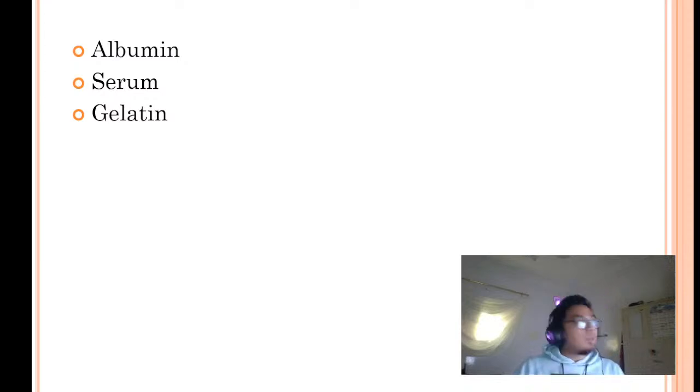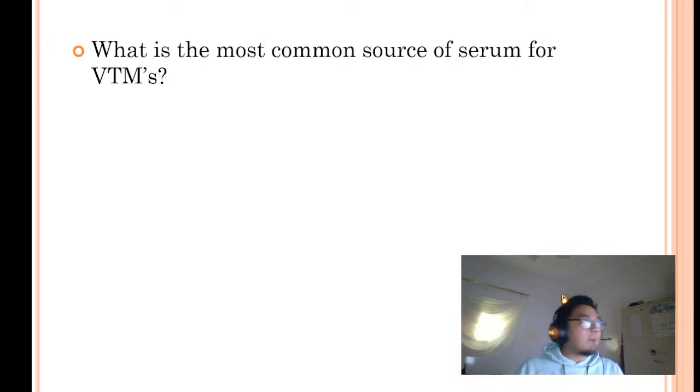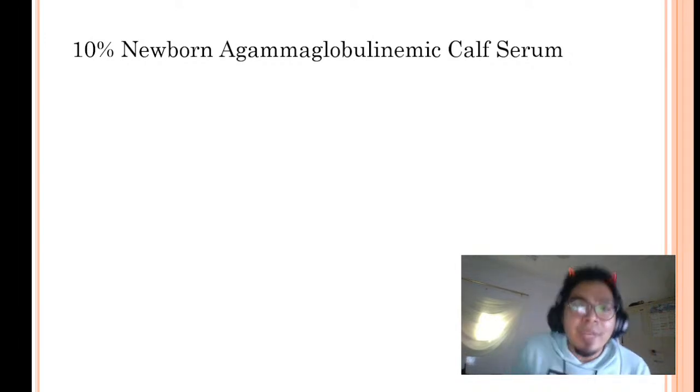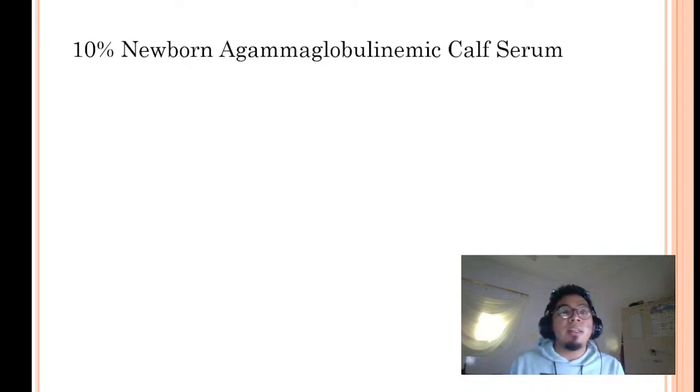Now, let's move on to the next slide. We only have a couple more. Most common source of serum. The most common source of serum is 10% gamma globulin-free calf serum. Why do we need to have gamma globulin-free? Because we don't want the gamma globulin, specifically antibodies, to neutralize some of the viral particles or the virally infected cells that are present in your swab. So you need a gamma globulin-free calf serum. What's calf? It's basically a cow.